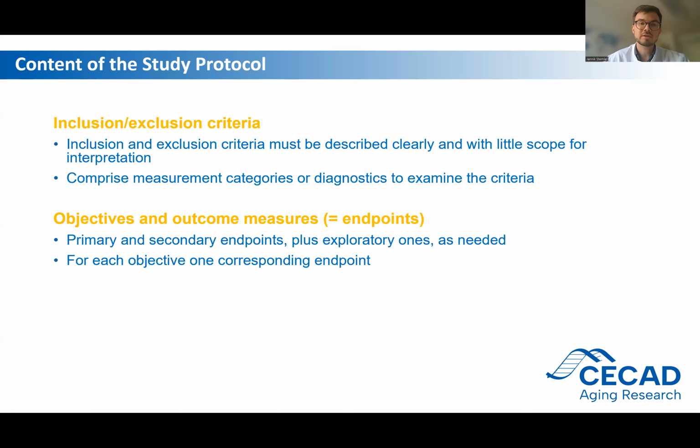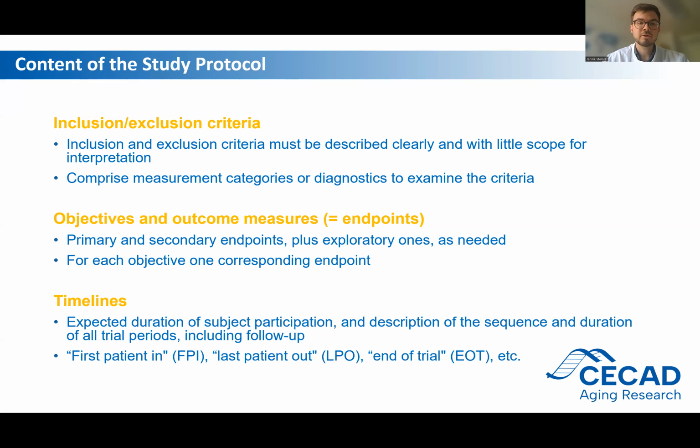The objectives and outcome measures, this is what we call endpoints during a trial, should be listed, including the primary and secondary endpoints. Usually, a clinical study contains one primary endpoint and several secondary endpoints, as well as exploratory endpoints if they're needed or if they're deemed justified. For each objective, which we listed before, one corresponding endpoint should be included.